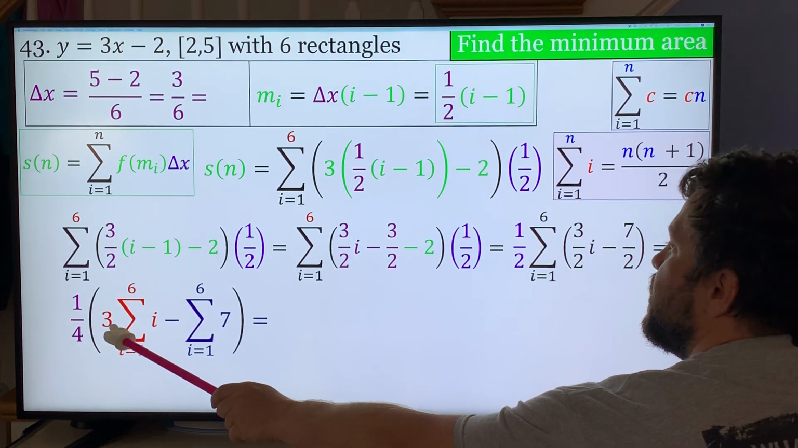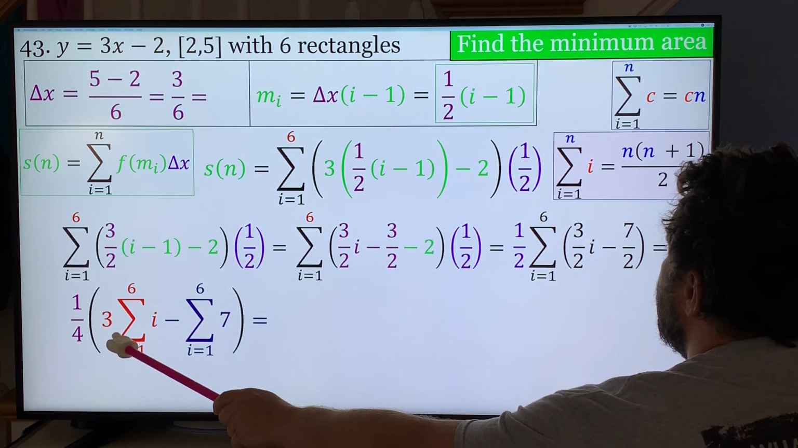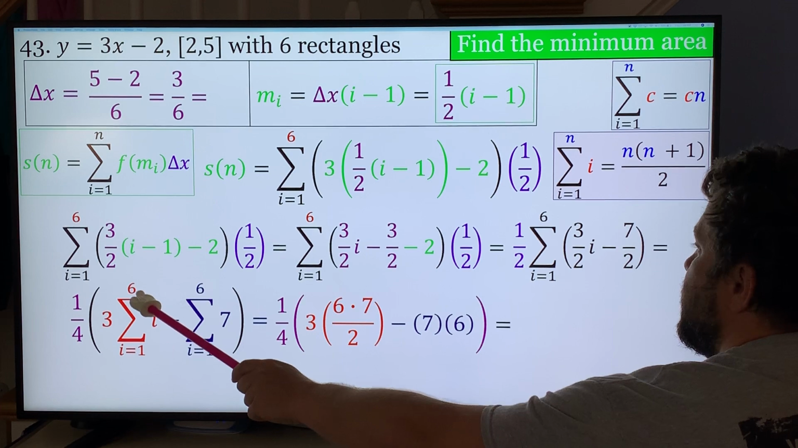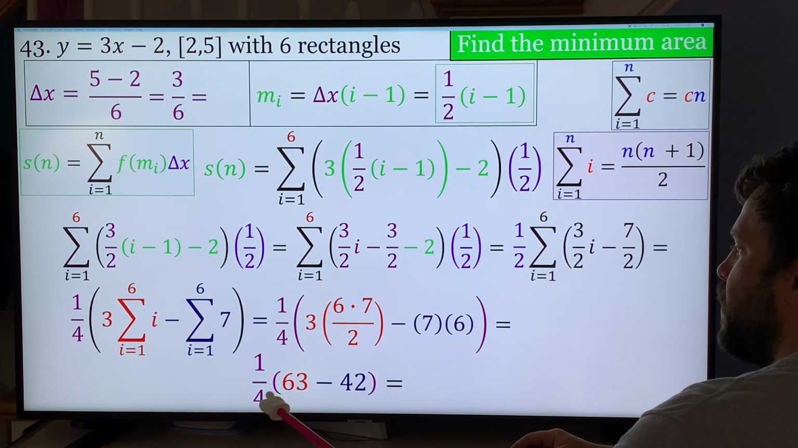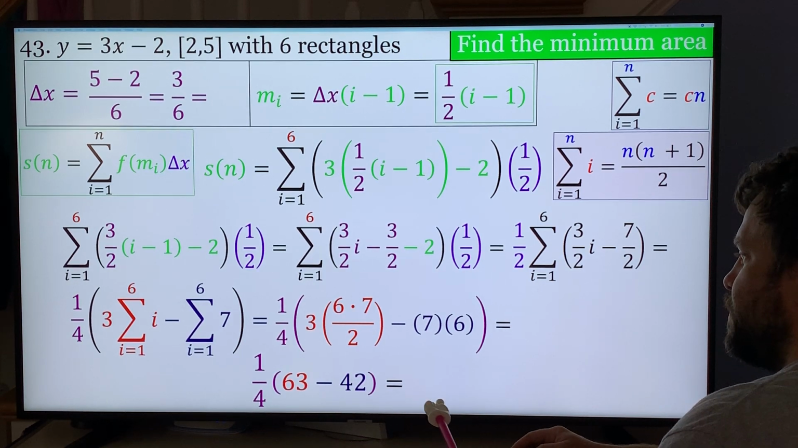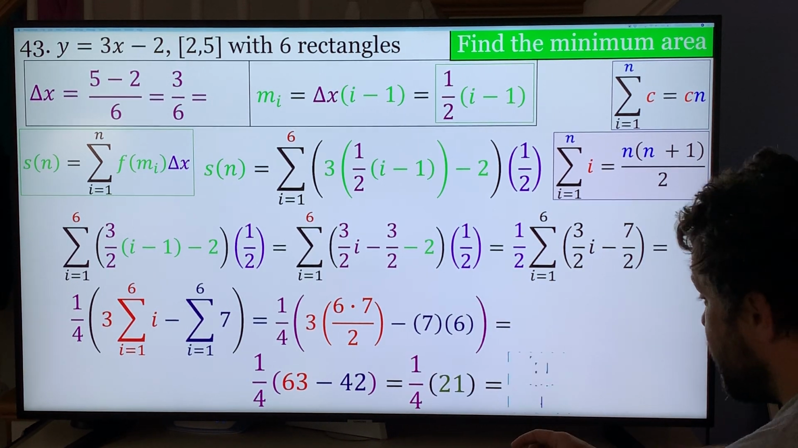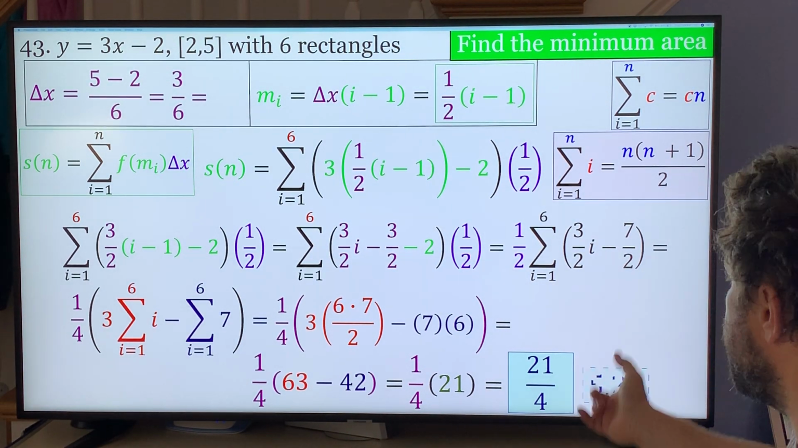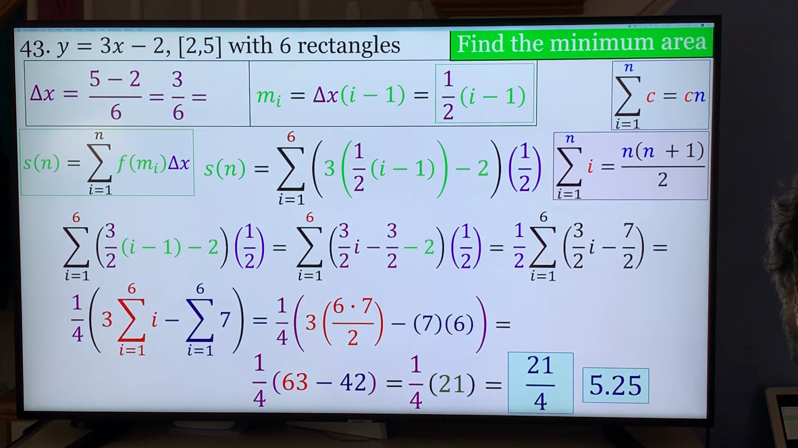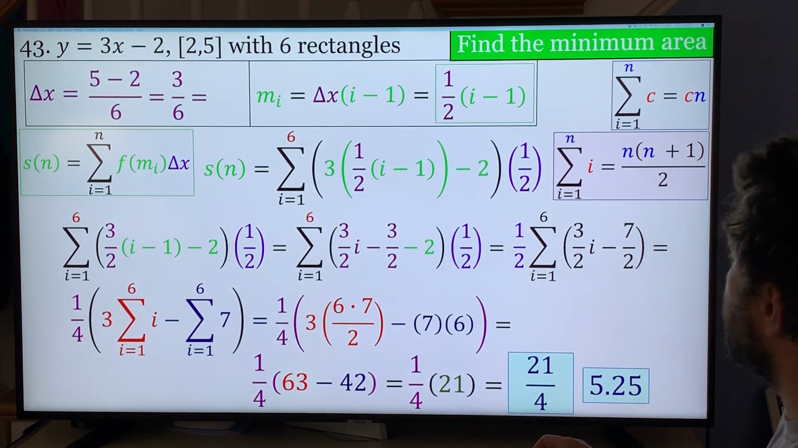I'm going to use my formulas. 3 times the quantity 6 plus 1 divided by 2, minus 6 times 7. 1/4 of 63 minus 42, 1/4 of 21, which gives you 21 over 4. Or, what do you think? 5.25. Bam. We all good? Awesome.